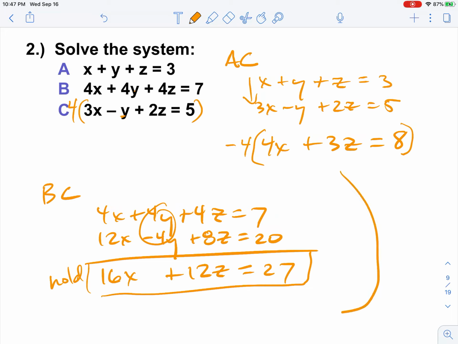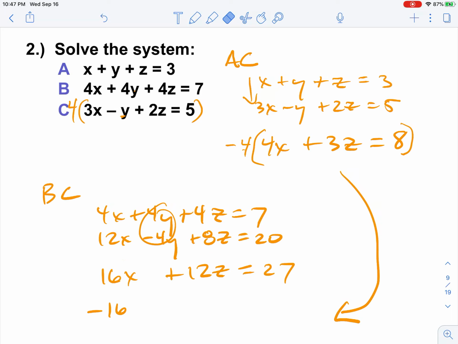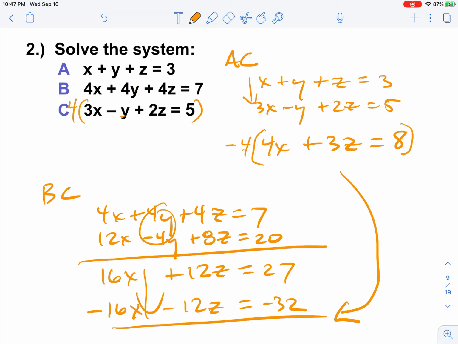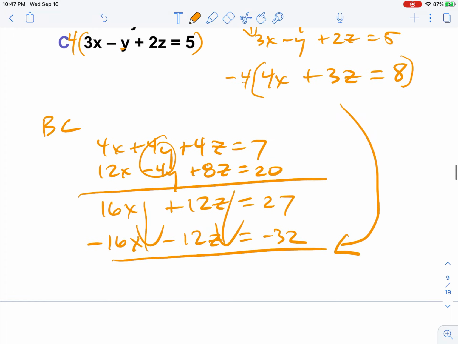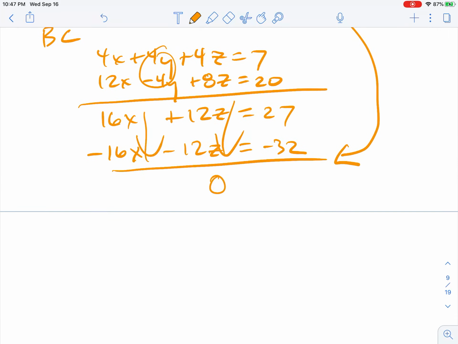So this equation, then I'm going to bring down here after I multiply it, and get negative 16x minus 12z equals negative 32. And when I add the columns, those x's cancel, the z's cancel, and I end up with 0. And 27 minus 32 is a negative 5. That is not true, so this is a no solution.